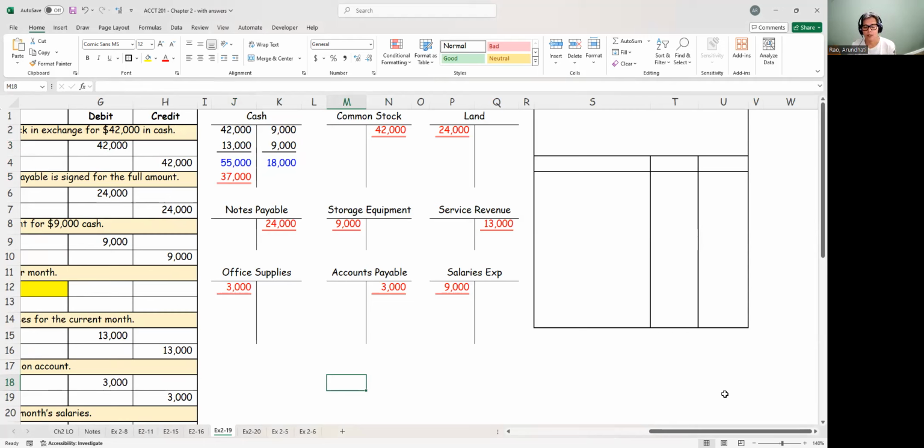Now, the first step is analyzing the transaction. What's the effect on the accounting equation? Which accounts are affected? Was it increase, decrease, etc.? Second step is recording in the journal. Third step is posting it to the T account. We're done with that. The next step, the fourth step, is preparing a trial balance.